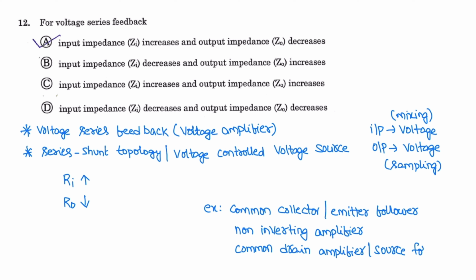These are the examples for voltage series feedback. So in this voltage series feedback, input impedance Ri increases and output impedance Zo decreases. Therefore, correct option is A.